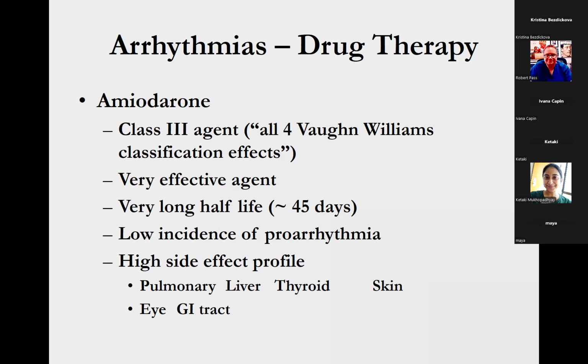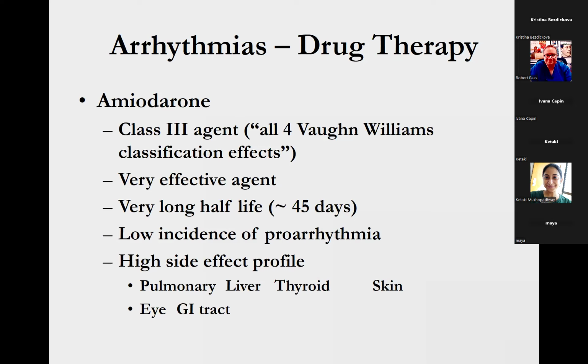Amiodarone has one of the longest half-lives of any medication known to man. In fact, I'm not personally aware of any agent that has a longer half-life. It's 45 days. Because of that, when we're loading a patient, we give very high doses of amiodarone, and we typically monitor patients for a minimum of 5 to 7 days in the hospital while loading, and might continue the load even for another 5 to 10 days.